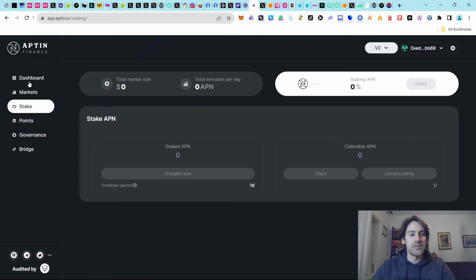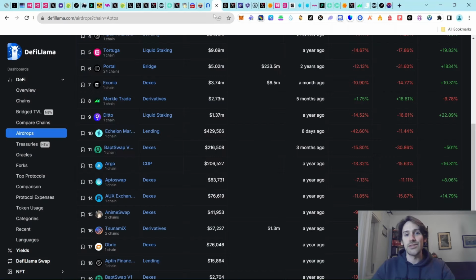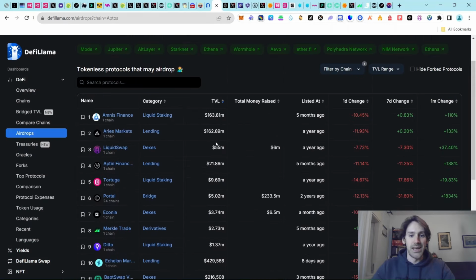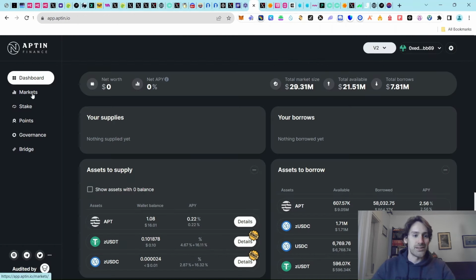Next up, we have Aptin Finance. They're basically your Aries Markets, but smaller, because Aries Markets has over 160 million in total value locked, whereas Aptin Finance has only 20 million. So they do offer a little less of the APRs.